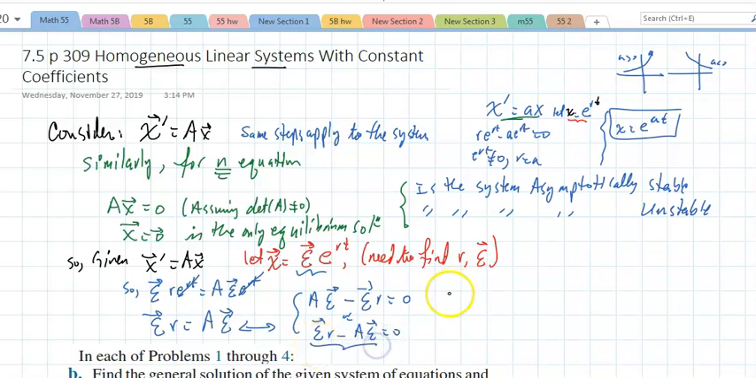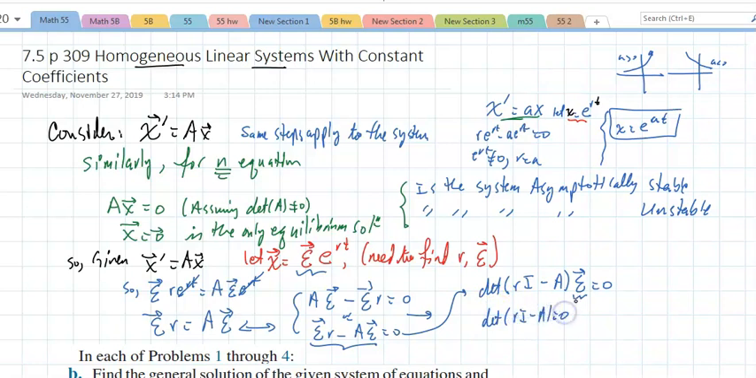This author prefers the second. So if I take this piece, that's the same as figuring out the determinant of RI minus A equals 0. Since the vector cannot be 0, otherwise it's trivial, it has to be that the determinant of RI minus A equals 0. What that allows us to do is find the famous r's for the solution and proceed with that.